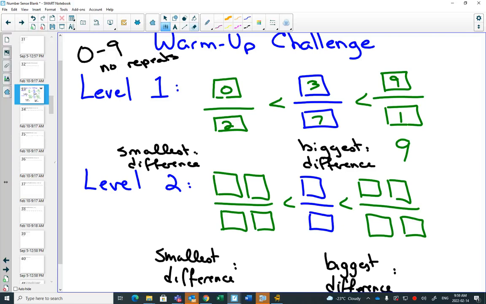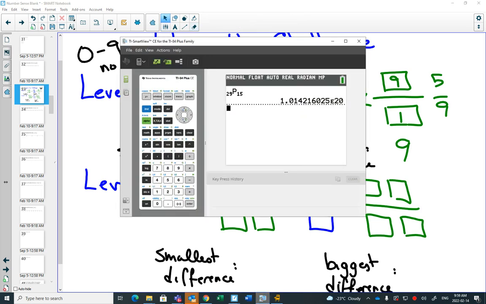What about smallest difference? What are some numbers that people got here? How close were you able to get them together? I got 3/7, 4/8, and 5/9. And so what did that make the difference? Did you calculate it? Okay, we can pull that up. You had 3/7 here, and 5/9. So if you wanted to check on your calculator, I'll pull up my calculator here.